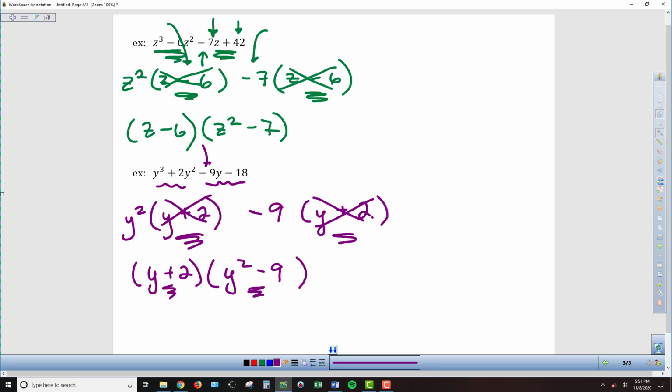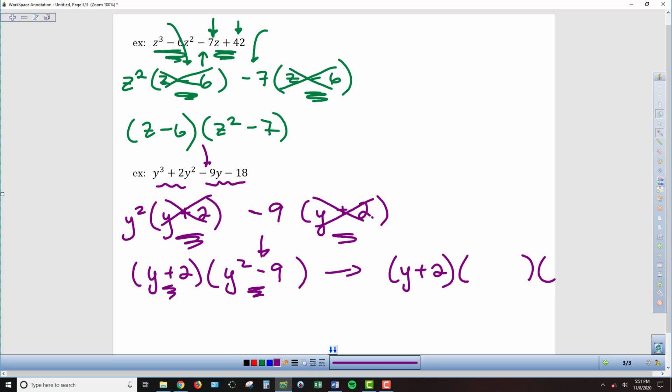Y squared is a perfect square, and 9 is a perfect square as well, and those two perfect squares are being subtracted. So we have a pattern that allows us to factor that expression. So we need to make sure that we factor completely. So I'm going to have to factor one more time. I've got y plus 2. That term, I can't do anything with that.